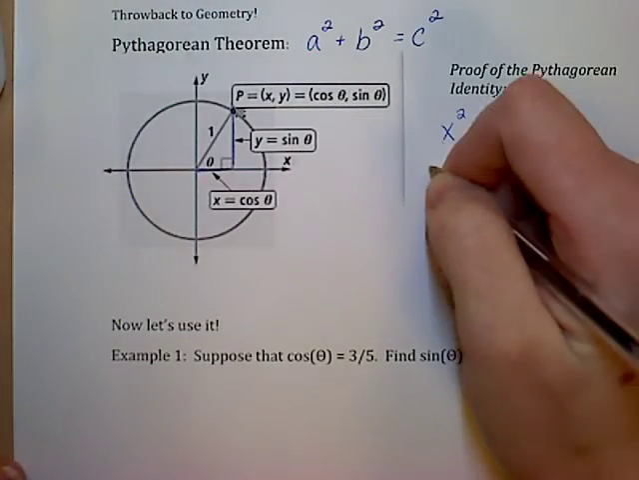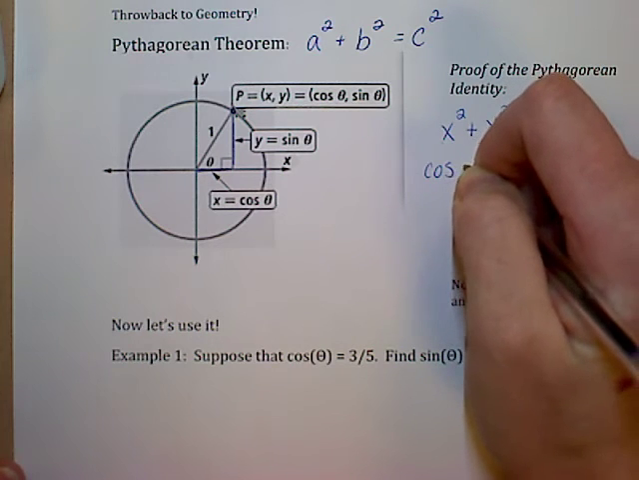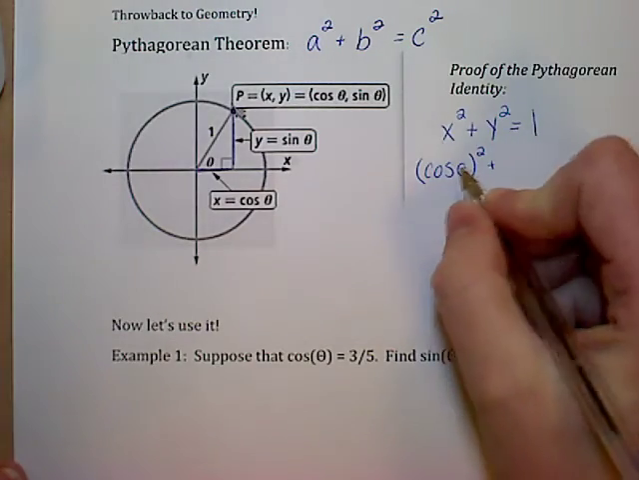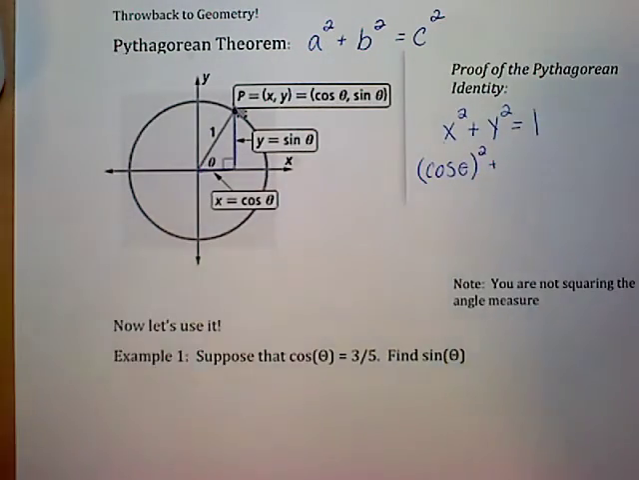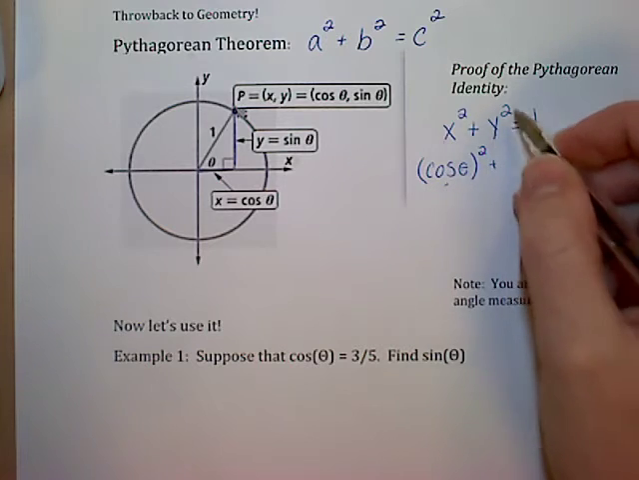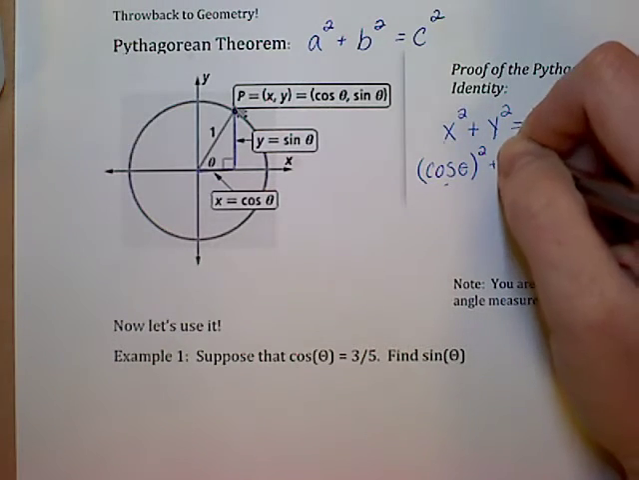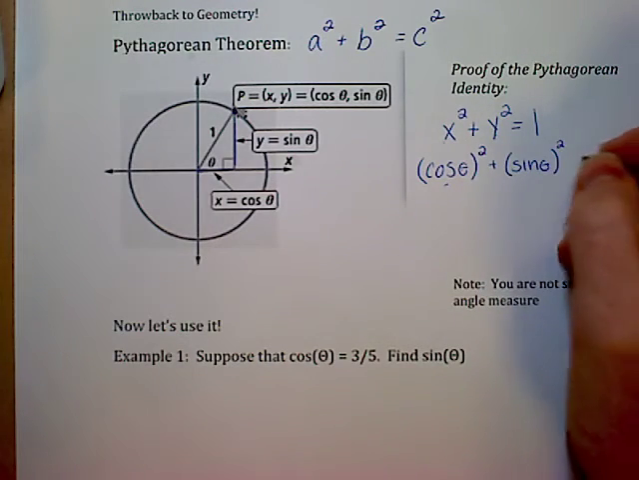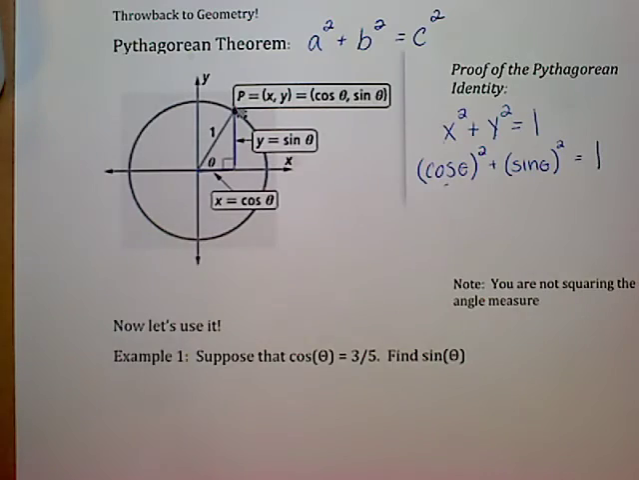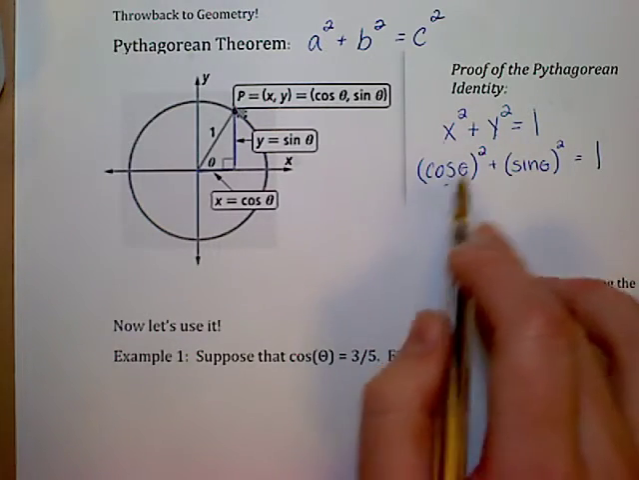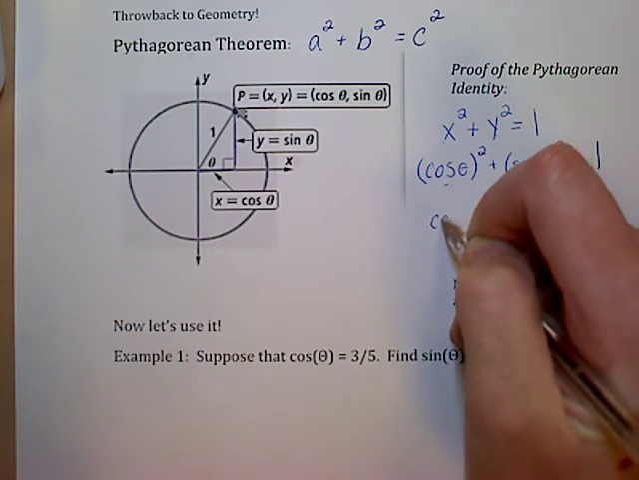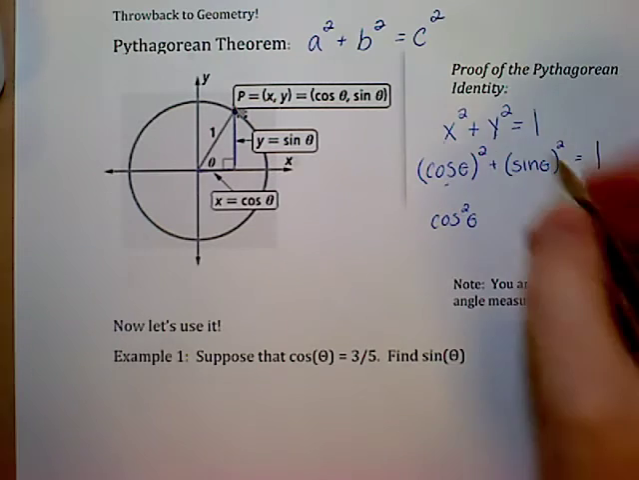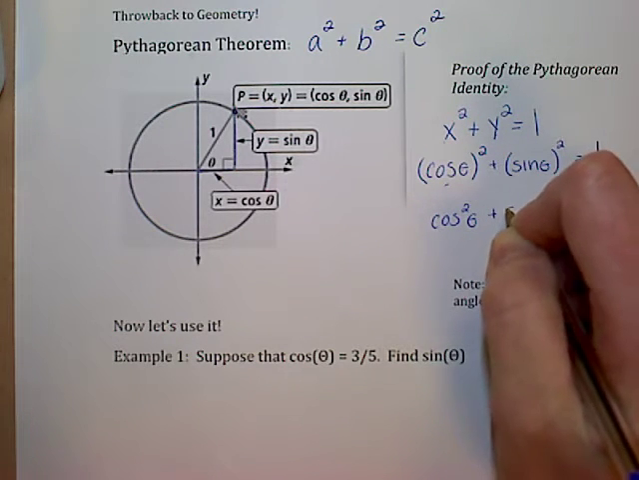x is the same as cosine of theta, so I can replace that x with cosine of theta, and I'm squaring the whole thing. I'm not squaring the angle, I'm squaring the whole value of cosine. And y is being squared. That's sine of theta, so I'm going to square all of sine, not just the theta, it's the whole value of sine, and that equals 1. Now, oftentimes when we have a trig value like this being squared, for whatever reason, they always move that exponent toward the front, next to the cosine. It's just a notation thing. And the same thing with sine.